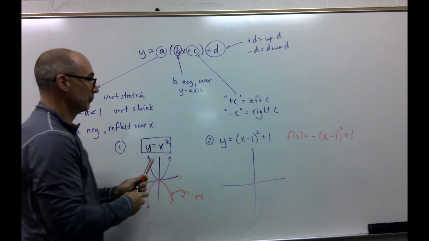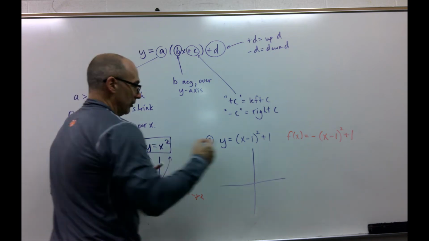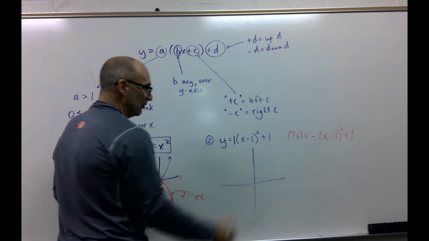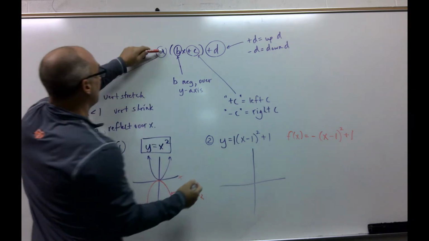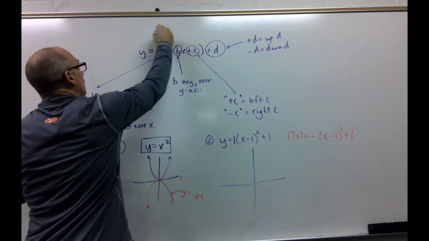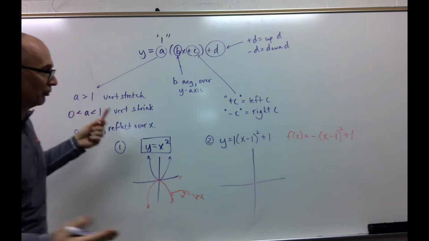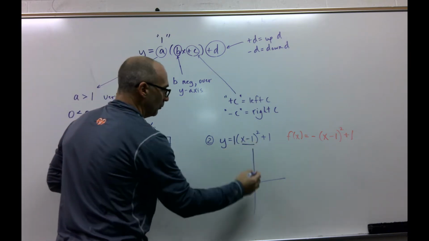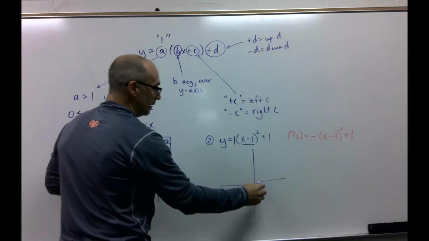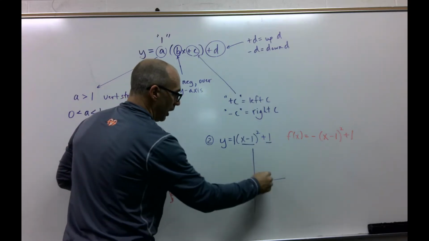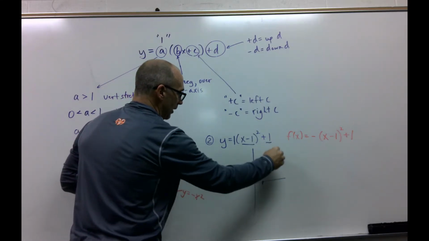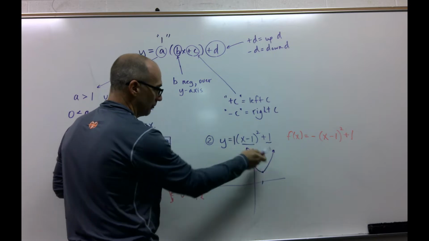Now, is that all there is to that? No. You've got to be careful now. So let's take a look at this. We've got a is 1, so we're not worried about that. That's our normal parent function. This moves the vertex to the right 1, so we're going to go right 1, and that's going to go up 1. And now we've got our parabola, not perfect, right there.